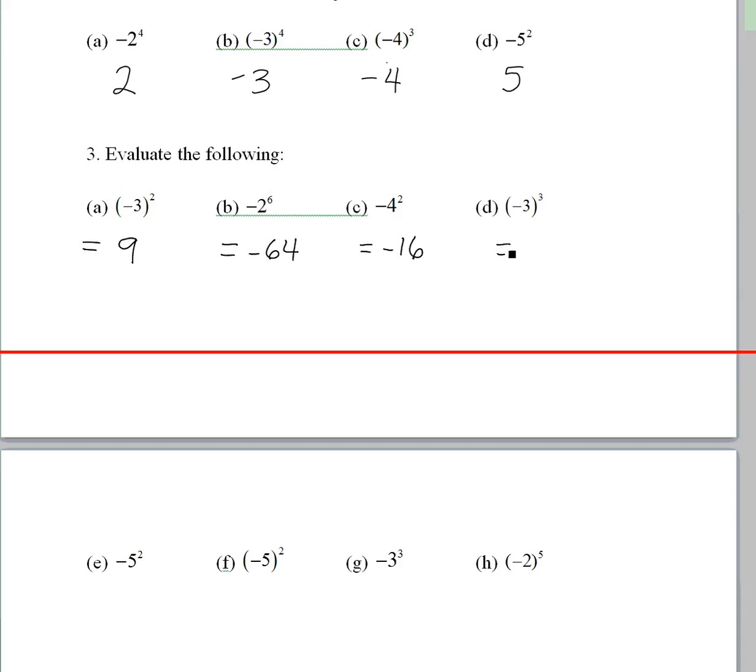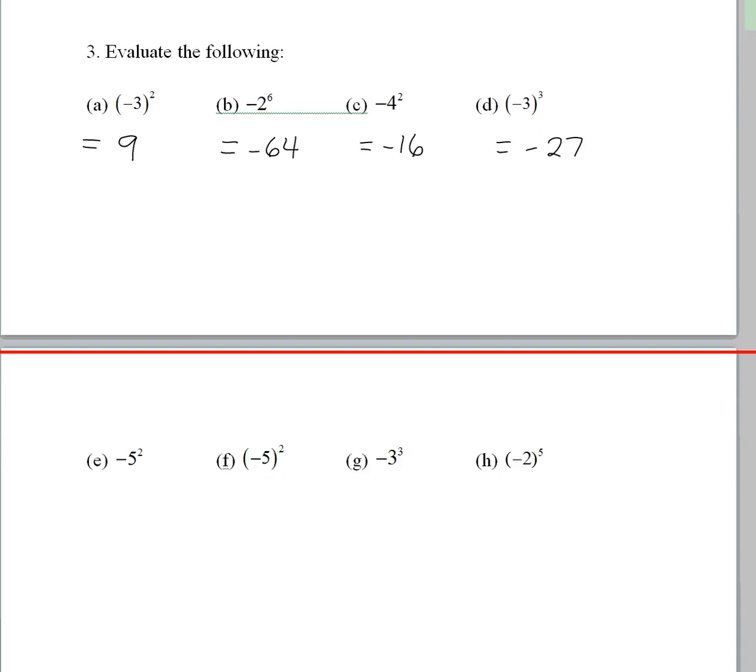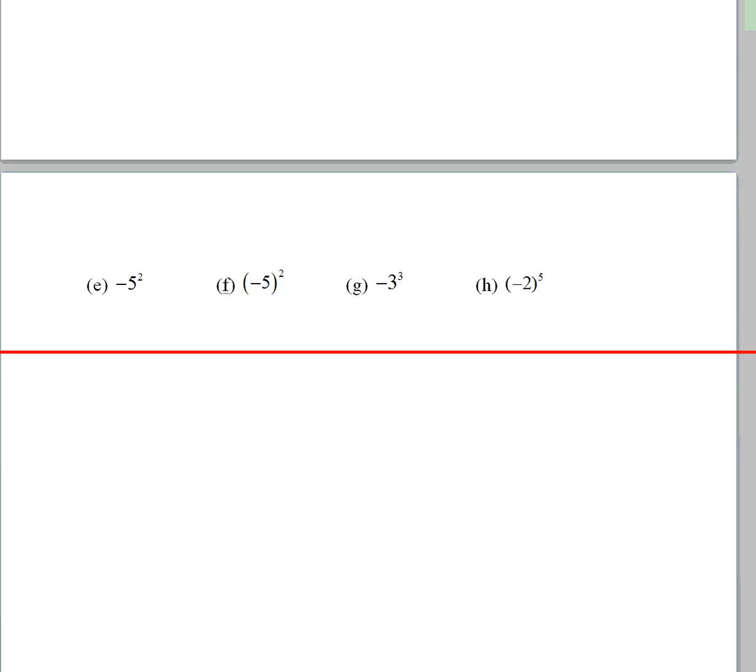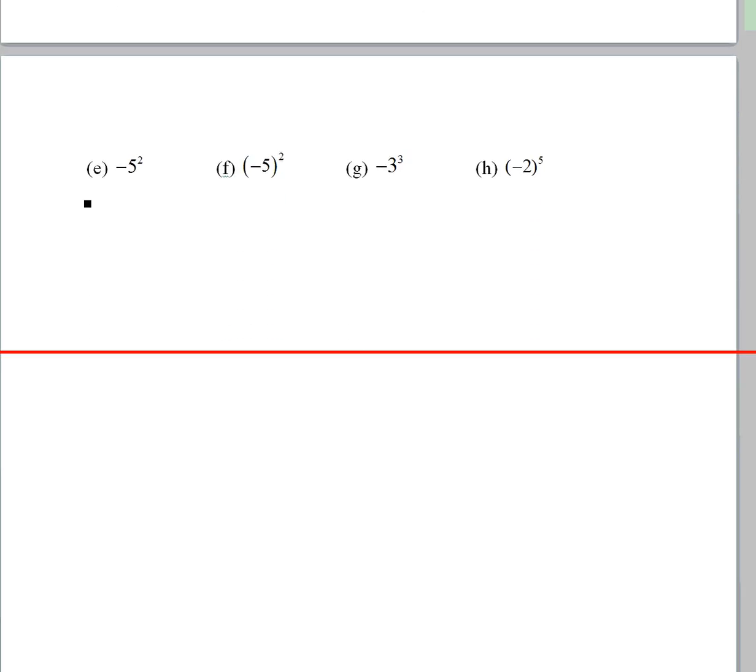For D, there are brackets, so the negative does repeat, but because it repeats 3 times, it will result in a negative answer. For part E, there are no brackets, therefore the negative does not repeat, and it will be negative 25. F is almost identical to E, but it does have brackets, which means the negative will repeat twice, resulting in a positive answer. G, the answer will be negative 27. There are no brackets. H, there are brackets, but because the negative repeats 5 times, it will result in a negative answer.